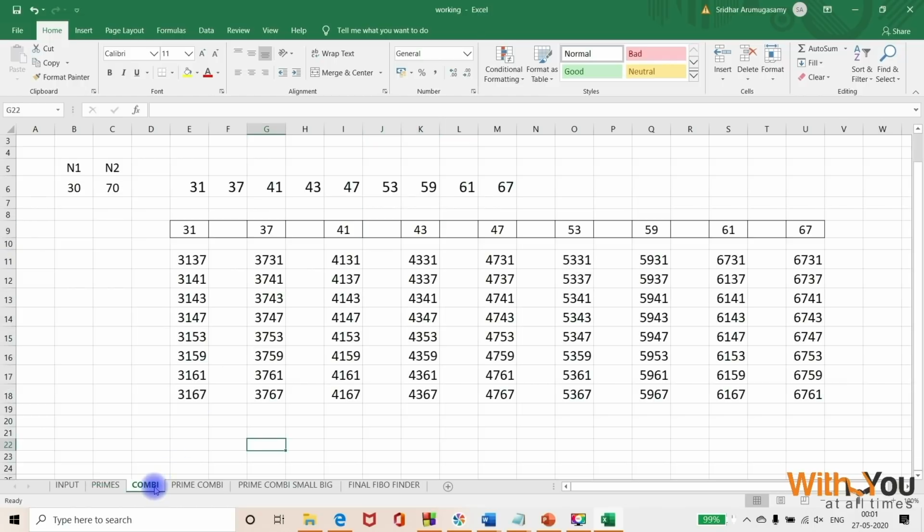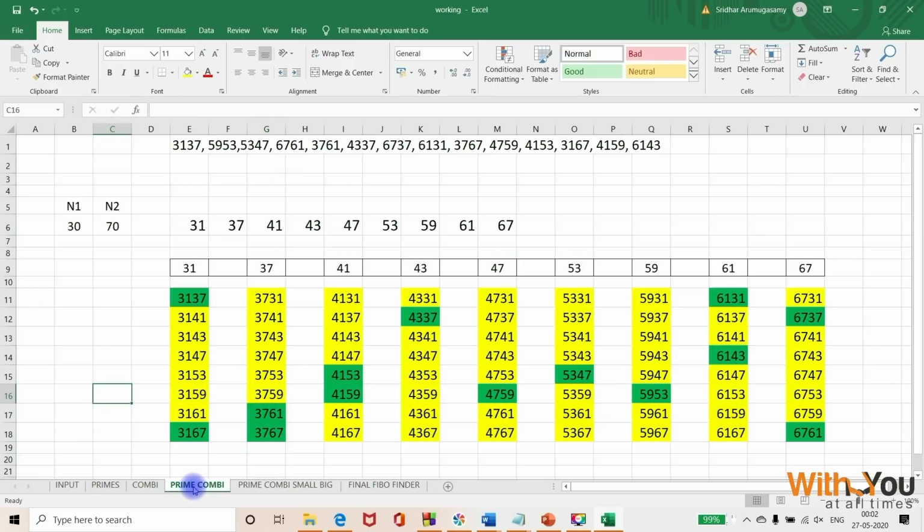So here I have taken time to combine. 31 combined with everything. 37 combined with 41 combined. 43 combined. 47 combined. 53 combined. 59 combined. 61 combined. 67 combined. Now these are the combinations. From this, the yellow ones are thrown away. They are not a prime number.